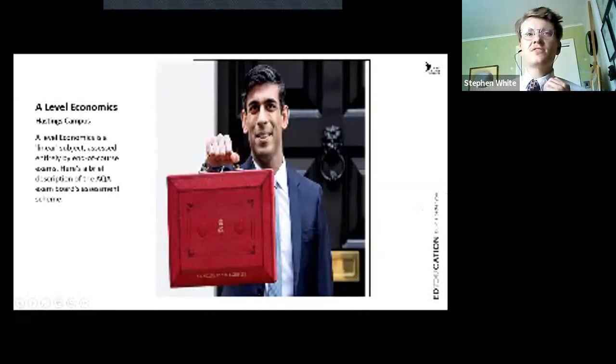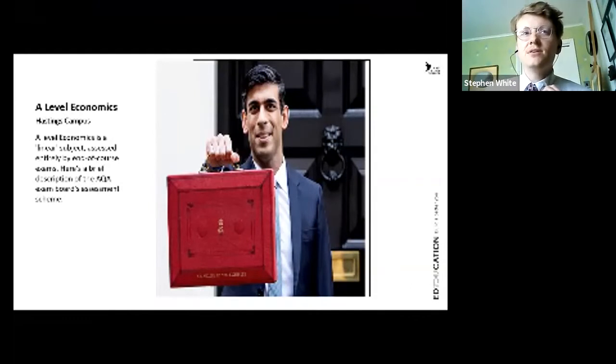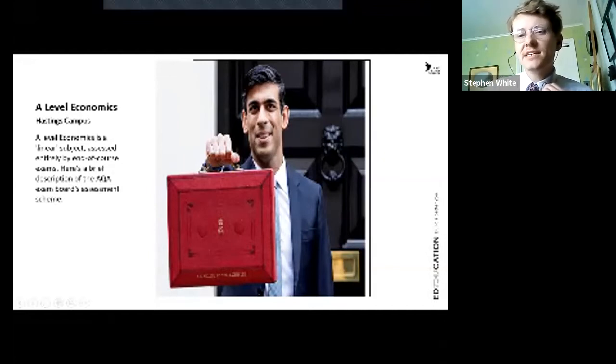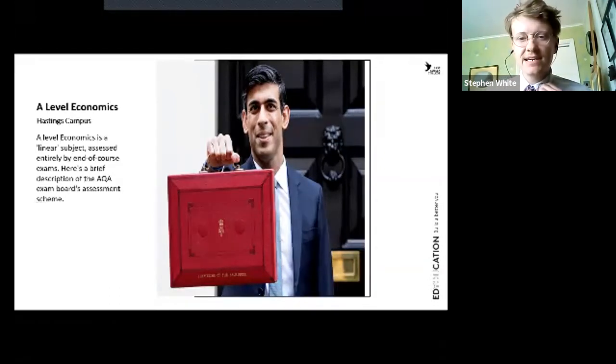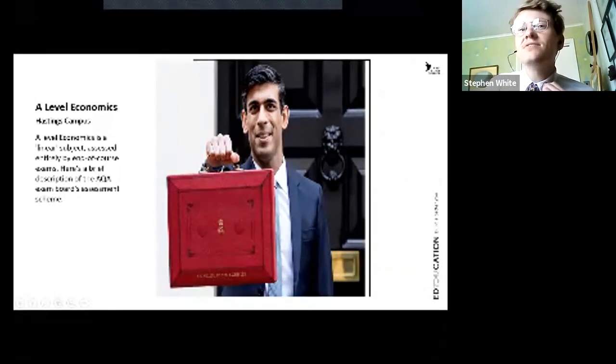So A-level economics at the Hastings campus, where hopefully we join in September. It's a linear subject, and when I say linear, it means that you are assessed entirely by the end of the course. And you'll be given 3 exams at the end of that course on microeconomics, macroeconomics, and macroeconomics. Hastings Economics covers the AQA Exam Board's assessment scheme, and that's why it's linear. And when I say linear, it means it goes from one point to another. So we start at the beginning, and then we have an assessment at the end, basically. That's what linear means. I hope you like my picture of the Chancellor there, Rishi Sunak.